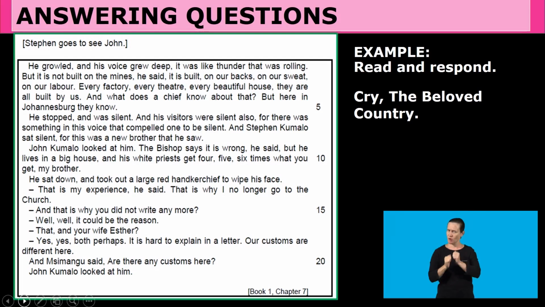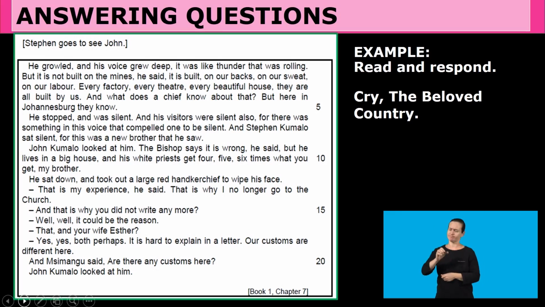John Khumalo looked at him. "The bishop says it's wrong," he said, "but he lives in a big house, and his white priest get 4, 5, 6 times what you get, my brother." He sat down and took a large red handkerchief to wipe his face. "This is my experience," he said. "That is why I no longer go to church." "And that is why you did not write anymore?" "Well, it could be that reason, and your wife Esther?" "Yes, both perhaps. It's hard to explain in a letter. Our customs are different here." And Msimanga said, "Are there any customs here?" John Khumalo looked at him.